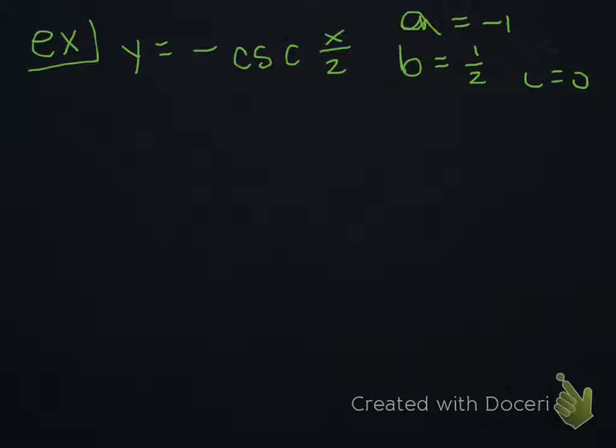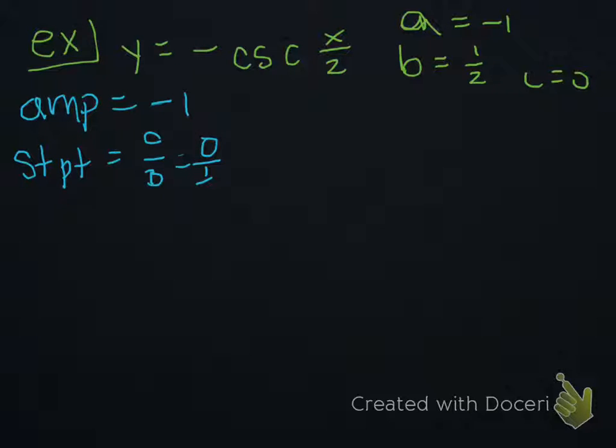So my amplitude is -1, so that kind of goes back to the idea that we go to a min rather than a max first. Our starting point is c over b, so 0 over 1/2 would still be 0. Our period, so 2 pi over b, so 2 pi over 1/2. So here we have to do the whole keep, change, flip, or multiply by the reciprocal, whatever way works for you. I keep the top of 2 pi, and I multiply by the reciprocal of 2 over 1. So the period is 4 pi.